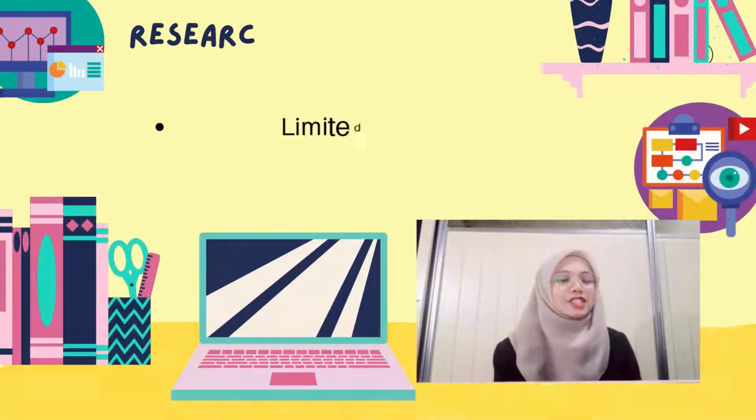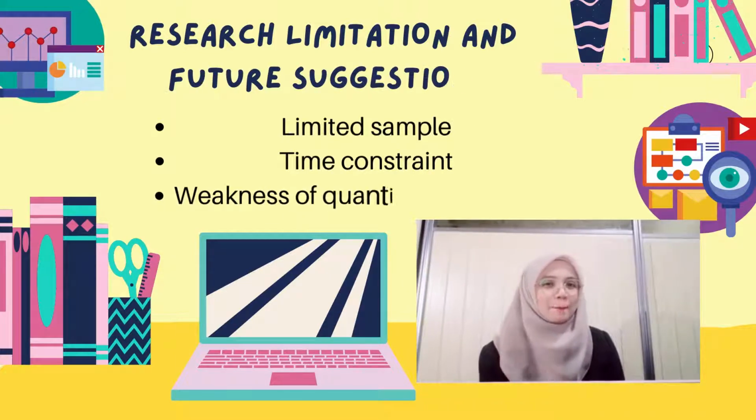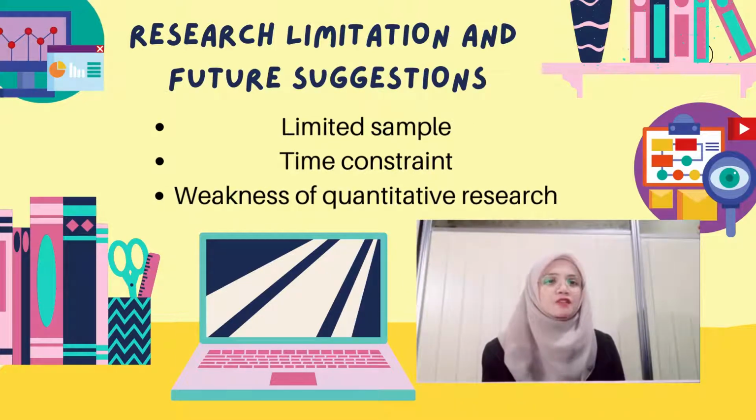Moving on to research limitations and future suggestions. Firstly, there's a limited sample. The sample of this research involves one branch of a university in Malaysia with only 3 different faculties. So, it is suggested that future research should collect data from more respondents from other faculties of other public universities in Malaysia. This is of course to allow the generalization of these findings to be made.